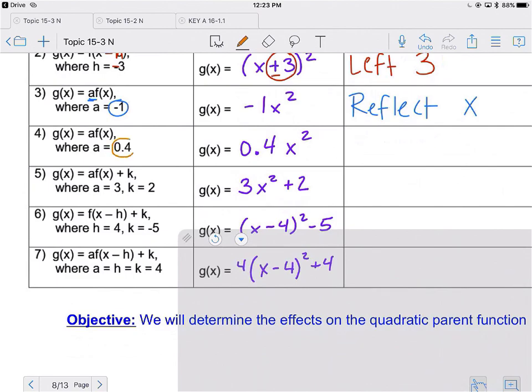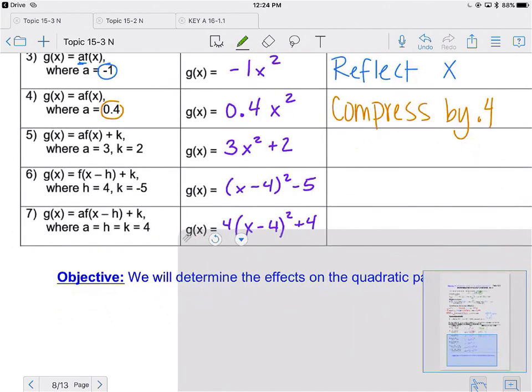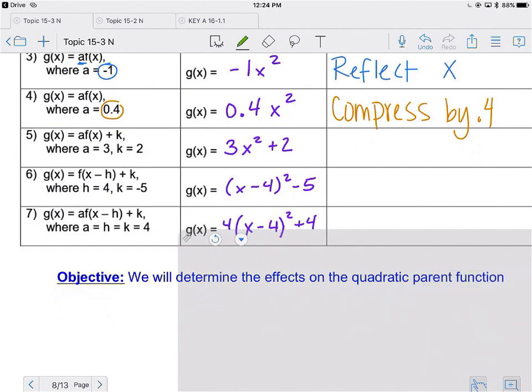Problem 4, we have an A value of 0.4. 0.4 is less than 1. Because it is in the front, it is going to compress or stretch. Because it is less than 1, it is compressing. So it compresses by 0.4. That is the only thing that is listed that is not an x squared.